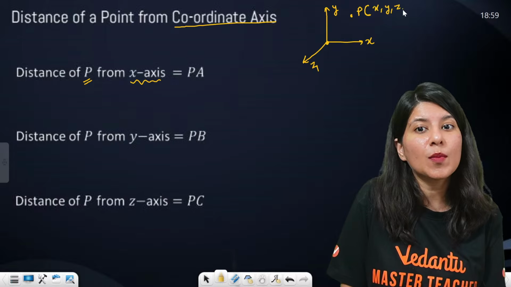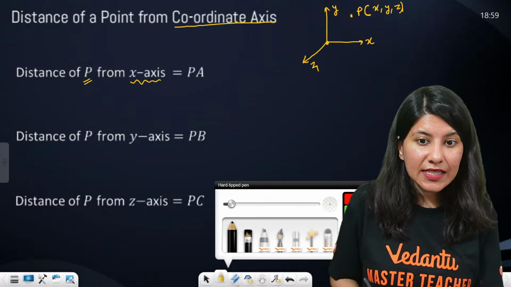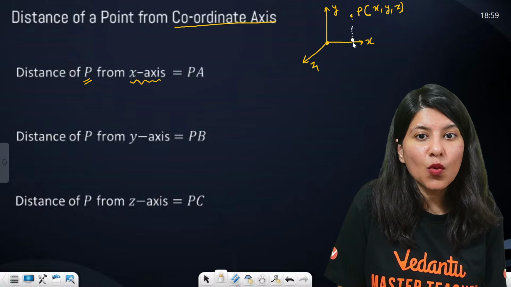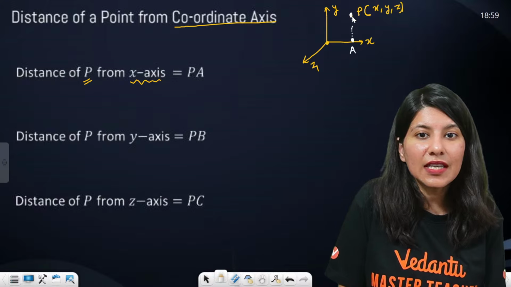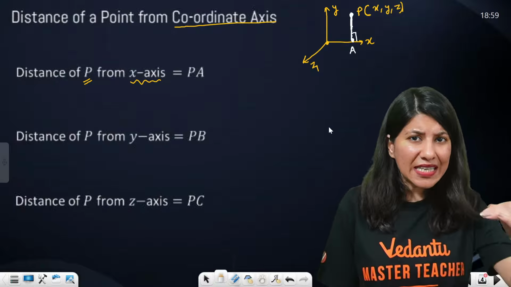It is having x comma y comma z. Now this point P, I want the distance of this point P. That means what I want is PA. Can you see? I want distance PA. Okay. How to get the distance between P and A?